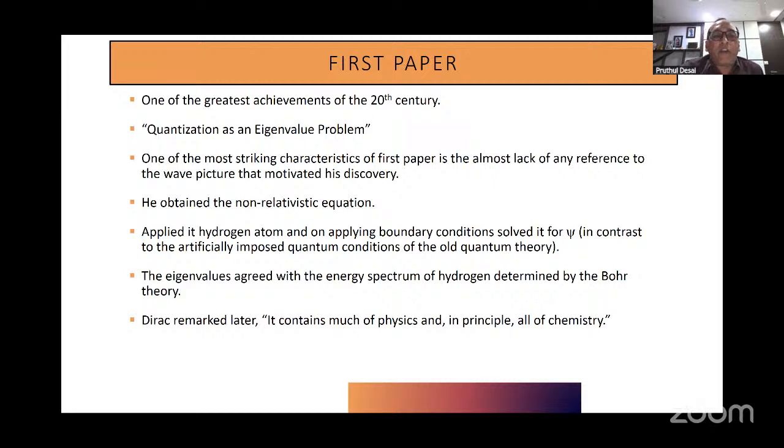And he finds that the quantum conditions which were imposed ad hoc in the old quantum theory could be found as a natural outcome of the solution of the wave equation. The eigenvalues agreed with the energy spectrum of hydrogen determined by Bohr theory. And on the first paper, this is what Dirac remarked: it contains much of physics and in principle all of chemistry. So he not only obtained the equation, but he applied it to the hydrogen atom, and he showed that quantization conditions can be obtained naturally.